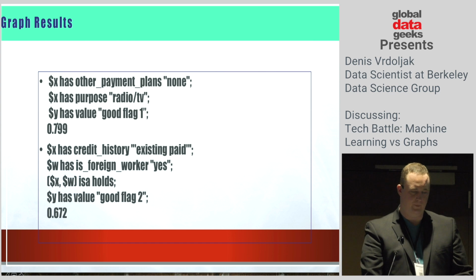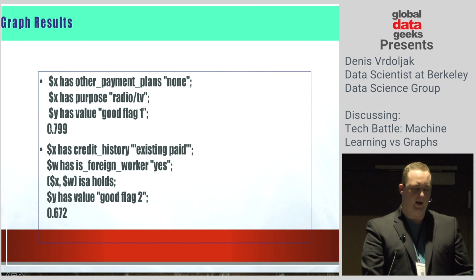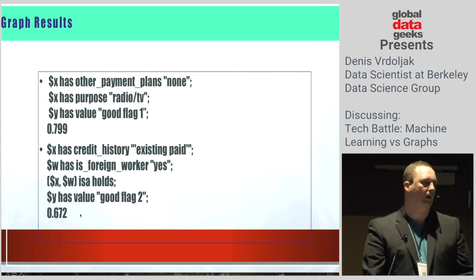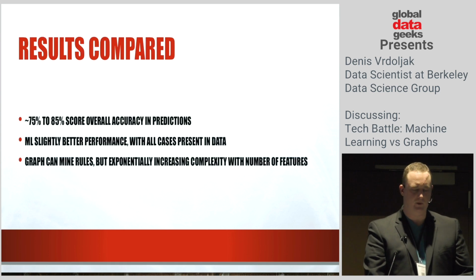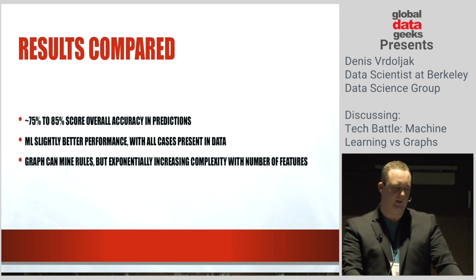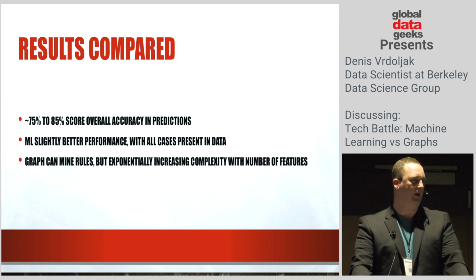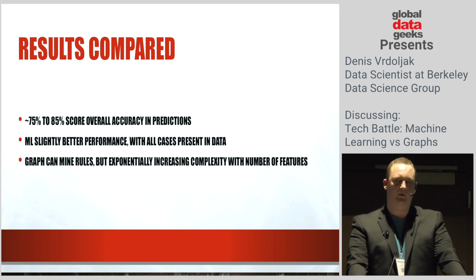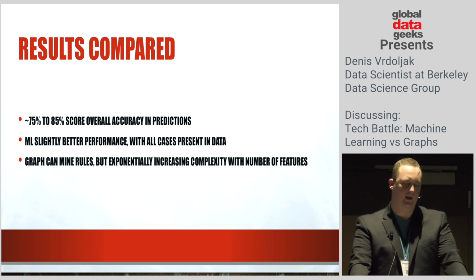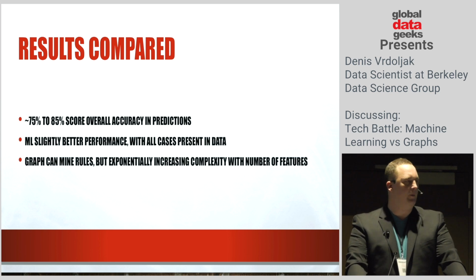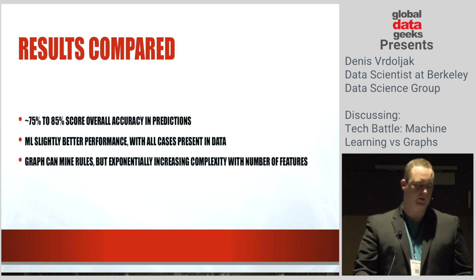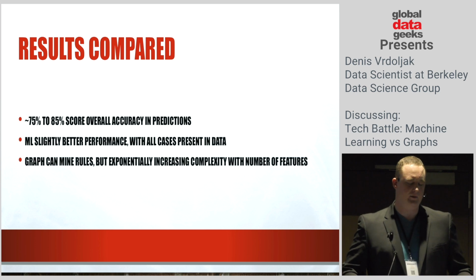And here are some of the probabilities. With the first one, about 80% of the time that held true. With the negative example, the bad line of credit example, it's about 67% of the time. So comparable to what we got out of machine learning. Not quite as good, but close. In summary, you get a little bit better performance with machine learning, but you're blind to what you're doing. With graph databases and rule mining, you can do a better job explaining what goes into different decisions, but it comes at the cost of complexity.